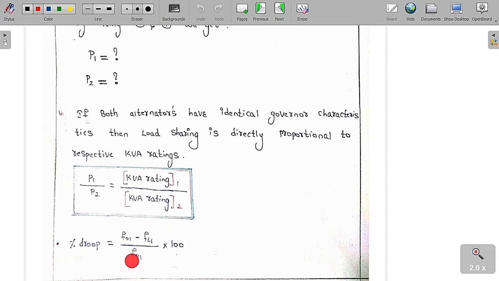We want to find how much amount of drop there is, which is F01 minus F11 by F01 into 100. So we can say this much amount of drop has happened. Therefore, the percentage of drop is simply the no load frequency minus the full load frequency, by the no load frequency, into 100. It is called the percentage of drop.